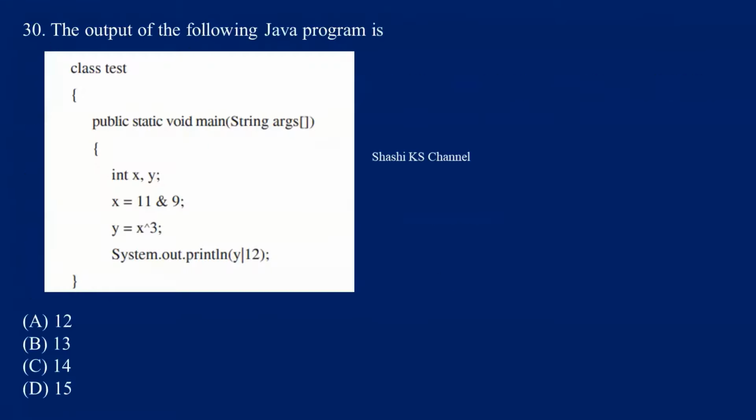The next question is, the output of the following Java program is. A Java program is given here, and they have given the value of x as 11 & 9. This ampersand is the bitwise AND operator, this one is the bitwise XOR operator, and this one is the bitwise OR operator. So you have to do 11 bitwise AND 9, then XOR it with 3, and then do a bitwise OR operation with 12.